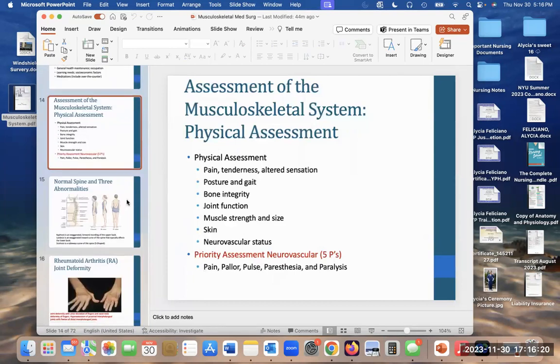So the priority assessment when we have a musculoskeletal issue is neurovascular. We call these the 5Ps. We look for pain. Are they having pain? Are they having pallor, or the areas becoming pale? Do they have pulses? Do they have paresthesia, or numbness and tingling? And do they have paralysis? Are they not able to move? This is the priority assessment in all of the disorders. So the number one thing you're going to write down is, when I'm looking at a question that relates to musculoskeletal function, or what should the nurse do first, they should look at the neurovascular status of the patient. Those are the things that we're looking at, those 5Ps.